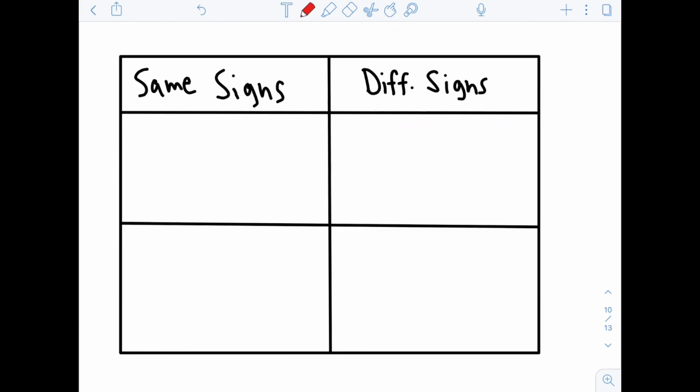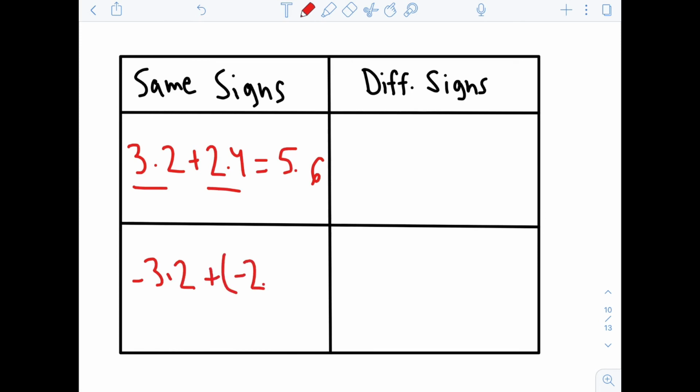So if you're adding and subtracting rational numbers and they have the same sign, so if they're both positive or they're both negative, so for example 3.2 plus 2.4, so that's going to equal 5.6 because these two numbers are positive, so their sum is going to be positive. If they're both negative, so it's negative 3.2 plus negative 2.4, that's going to equal negative 5.6. Because since these two numbers are negative, their sum is going to be negative.